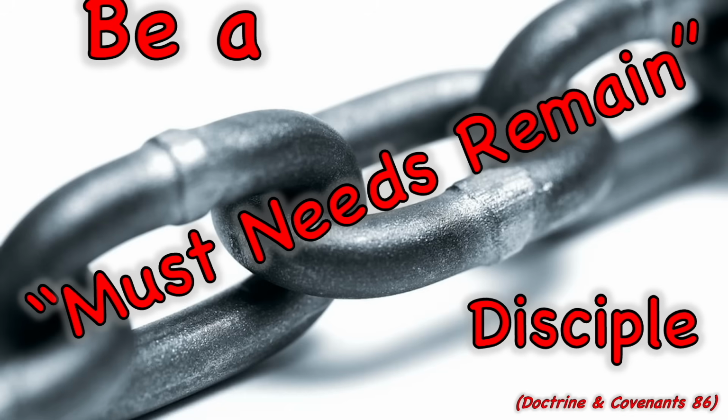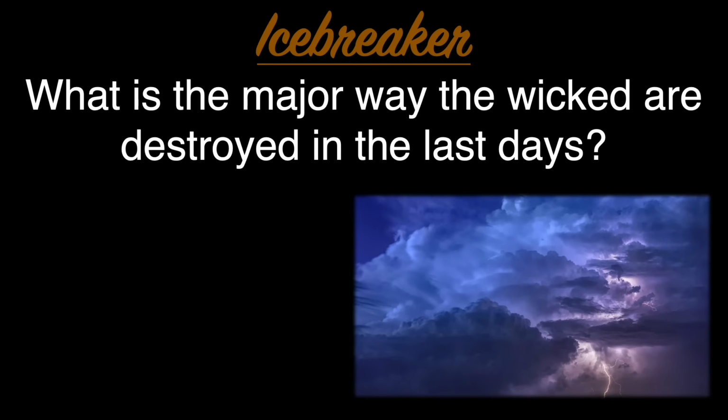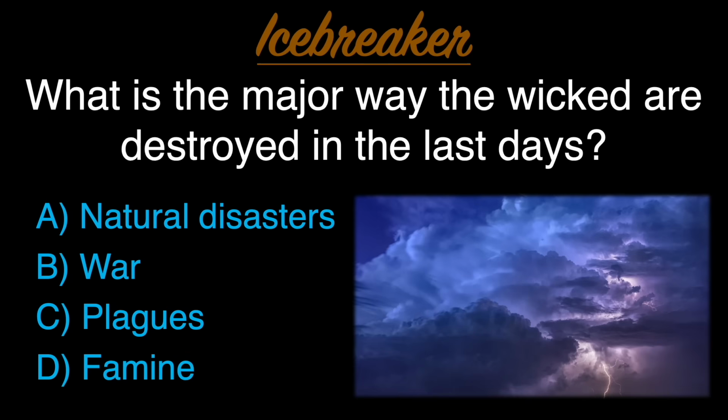Section 87. I'm afraid that the icebreaker for Section 87 is a little discouraging. I like to begin with a multiple choice question. We just talked about the parable of the wheat and the tares and how the wicked will be destroyed at the second coming. And so I ask, according to the Scriptures, what is the major way in which the wicked will be destroyed in the last days? Natural disasters, war, plagues and sickness, or famine?